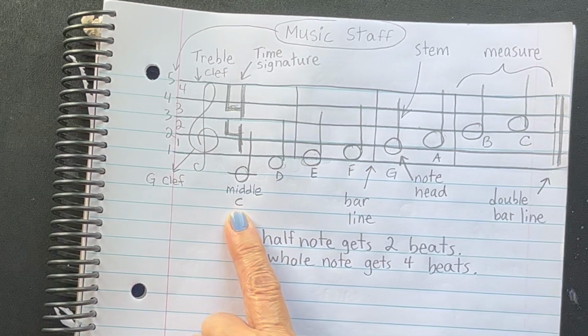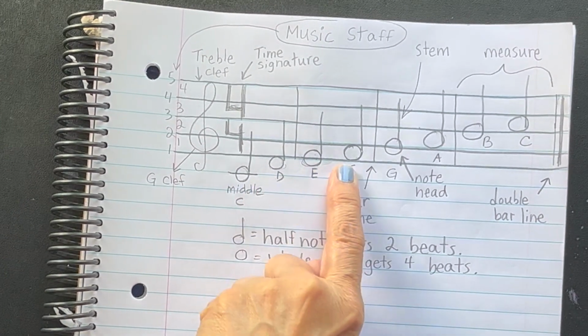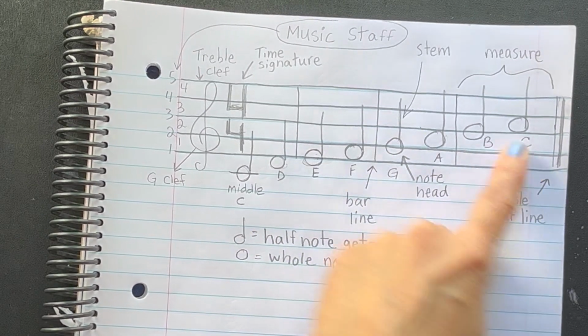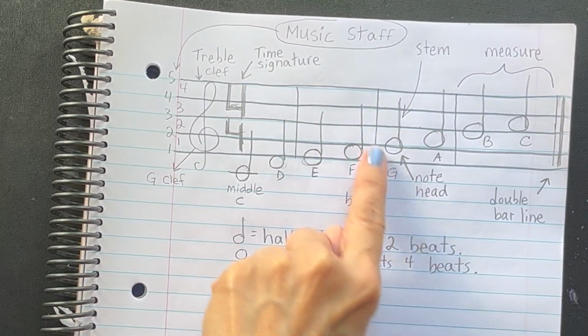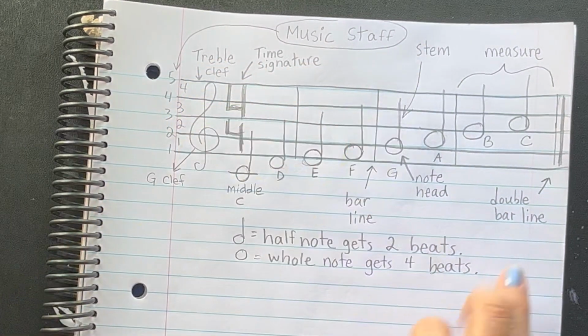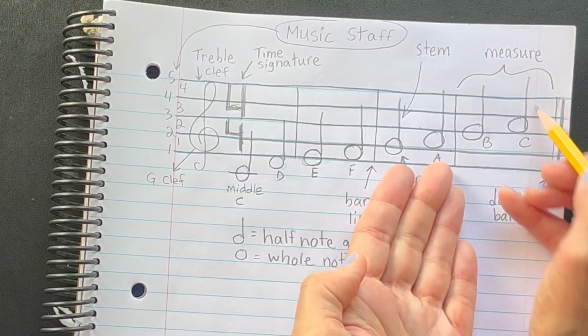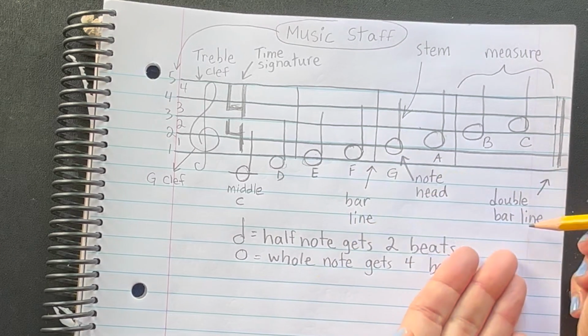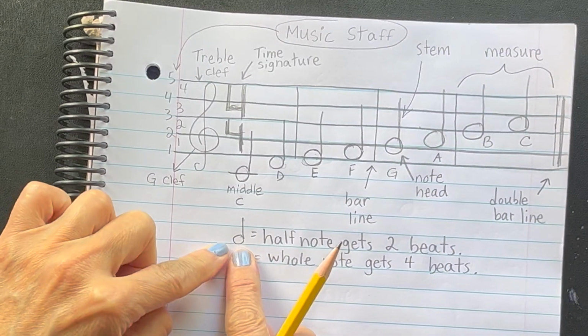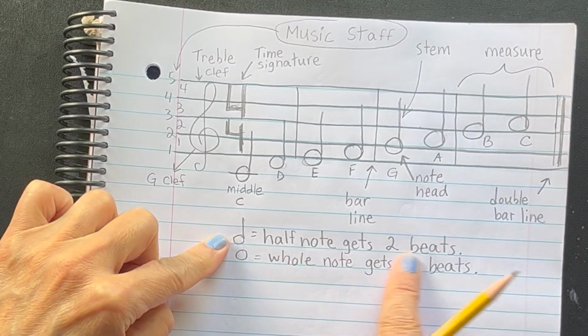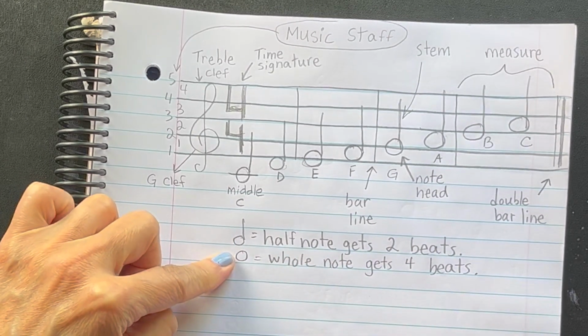We labeled our notes, middle C, D, E, F, G, A, B, C. We drew bar lines and labeled it. We labeled the parts of the note head and the stem. We labeled what a measure is, and we labeled the double bar line. And we also labeled the half note gets 2 beats and the whole note gets 4 beats.